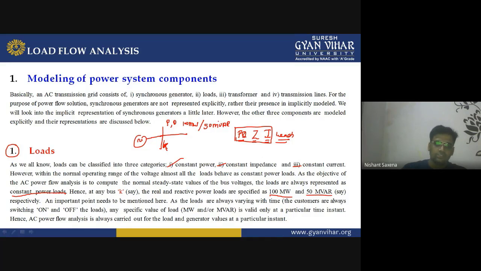We are assuming these values. An important point to be mentioned here is that loads are always varying with respect to time. The customers are always switching the loads on and off. Any specific value of the load is valid only at a particular time instant. Hence the power flow analysis is always carried out for the load and generator values at a particular instant. I hope this is clear.